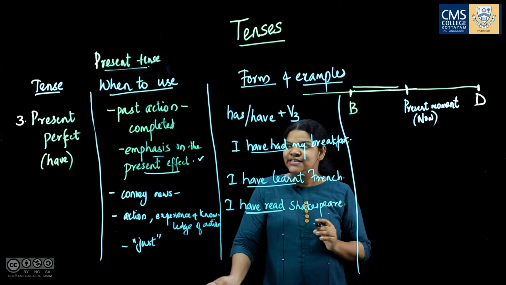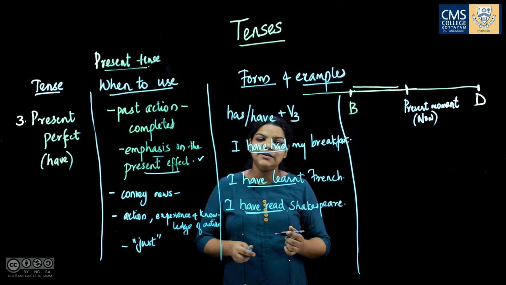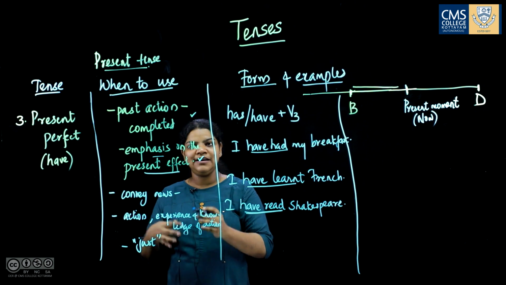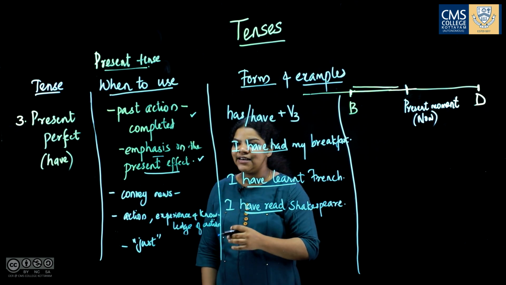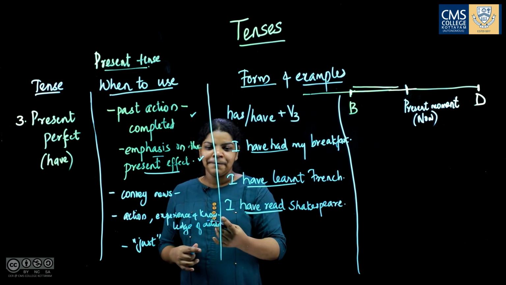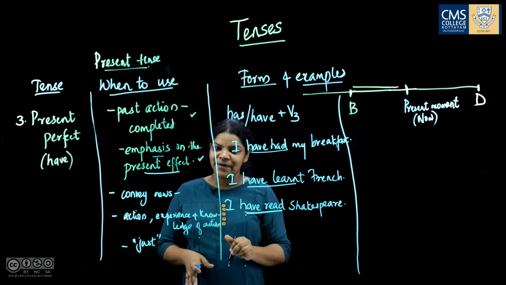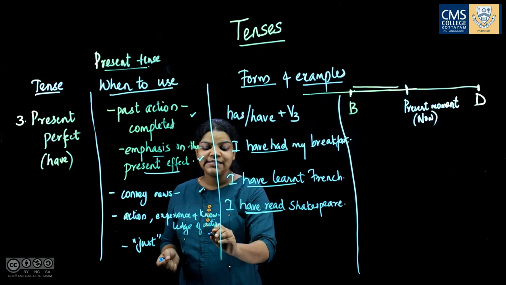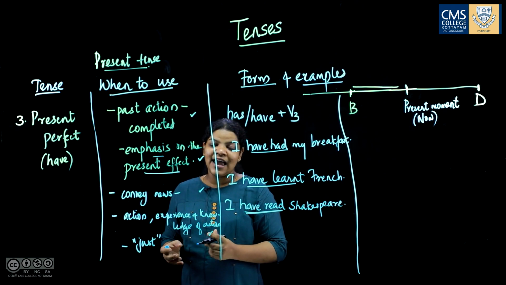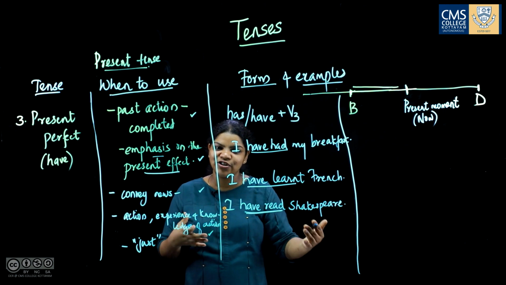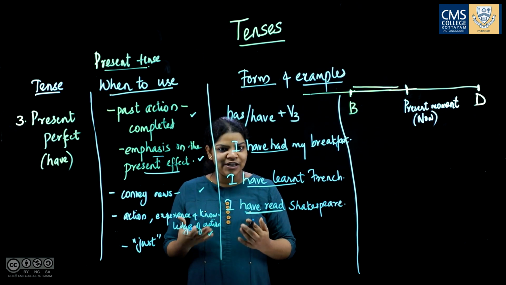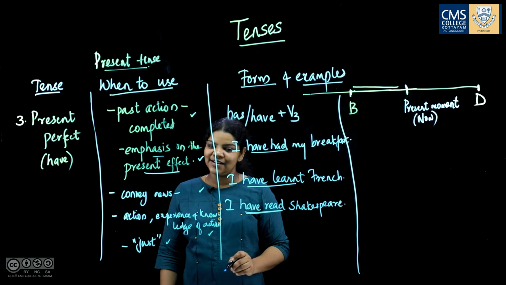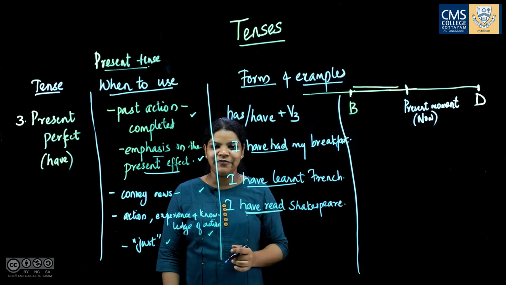So these are the instances when we use the present perfect tense to show an action in the past which is completed, or to show an emphasis the past action has on the present times. Or when you want to convey a news, or when you want to stress on an action and you want to say that the experience of that action still remains with me now, you can use the present perfect tense. And remember, whenever there is the word just, most often we use the present perfect tense there.